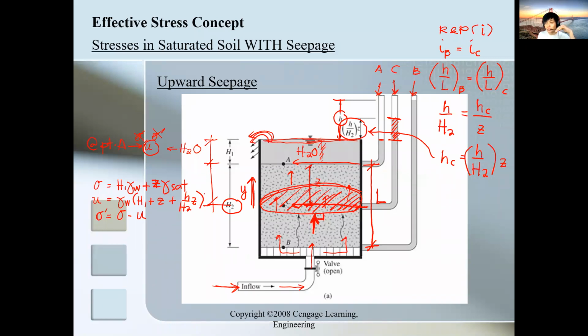We want to subtract the water pressure from the upward seepage. So there's an additional term, right? At point B, the total stress now is H1 gamma water plus H2 gamma saturated. Then the pore water pressure is again the total height of the water going towards point B, so that's H1 plus H2, and then you add the upward seepage head, which in this case is H. Then again, our effective stress is just total stress minus pore water pressure.